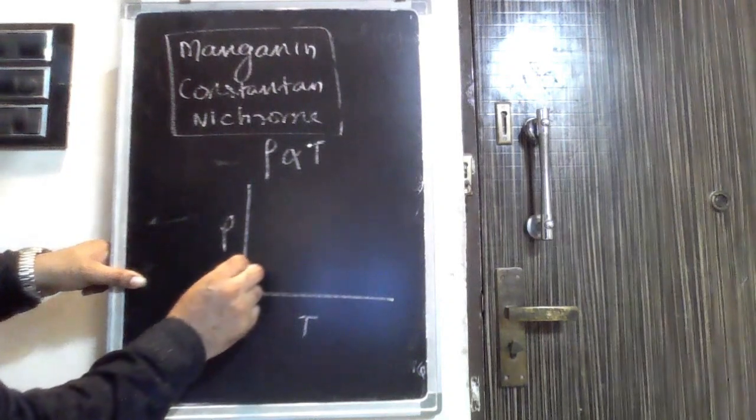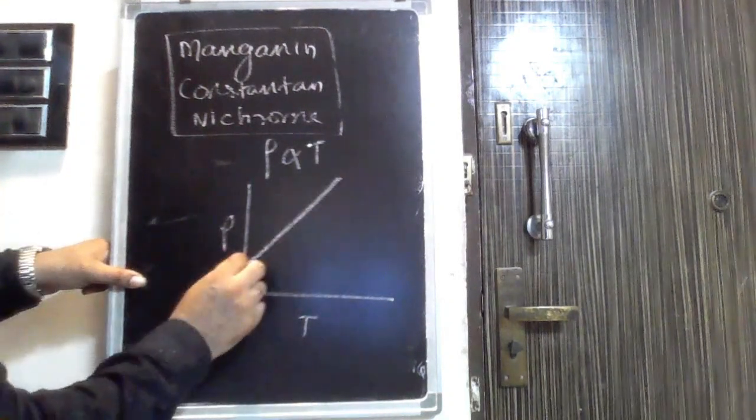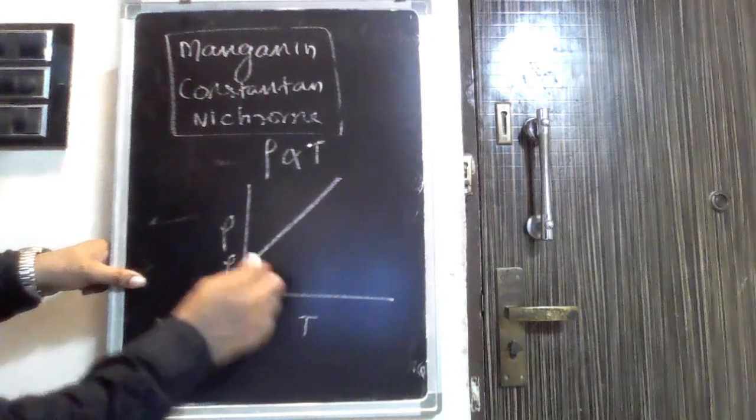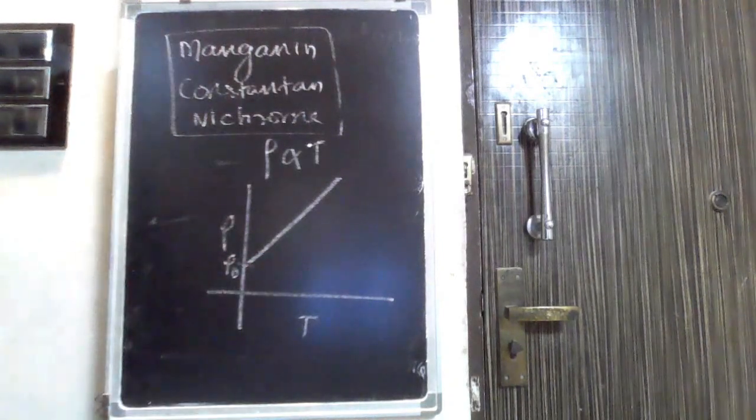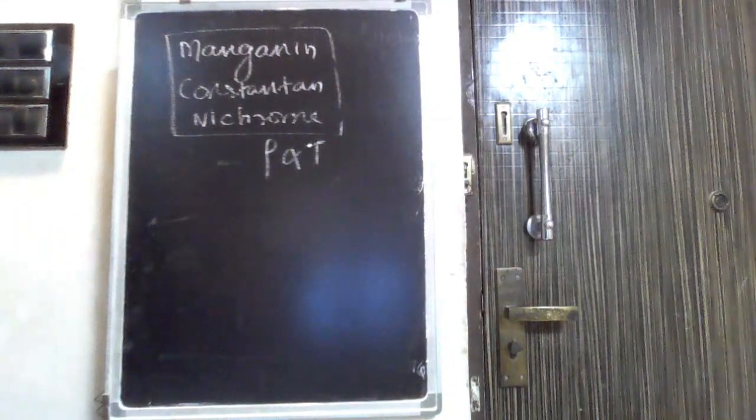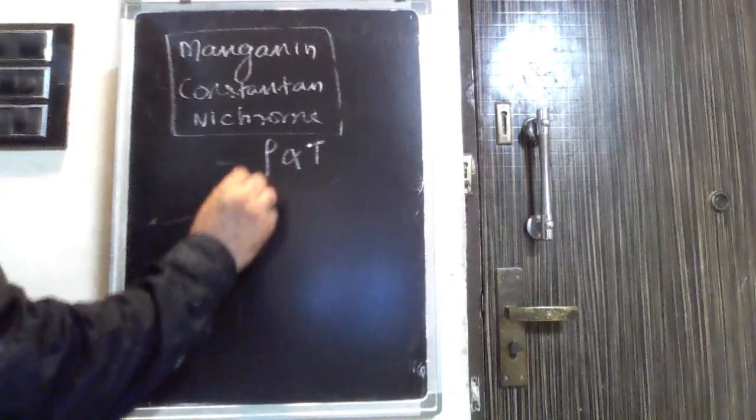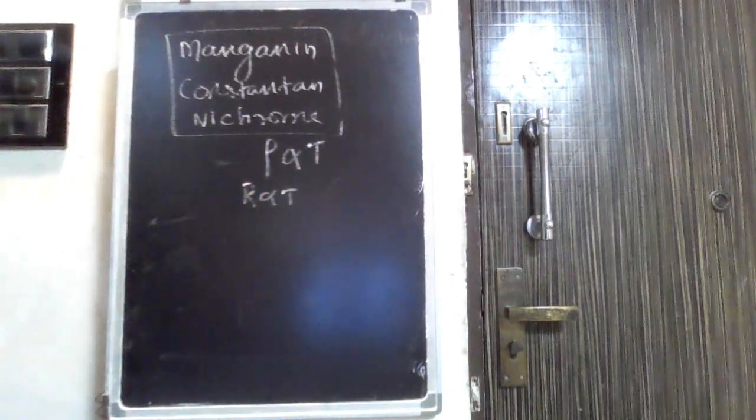it's not going to start from zero because they already have some resistivity, rho naught. So this is going to be the graph for manganese or constantan, number one. And second thing, why are they preferred? The logic is very clear. Resistance and temperature are proportional. So with temperature, resistance always goes up.